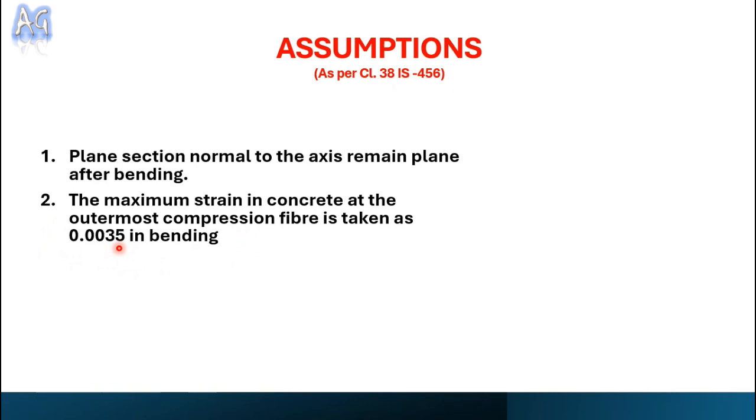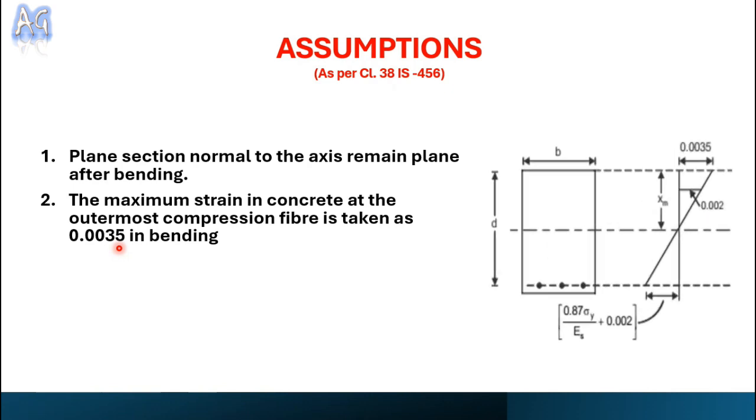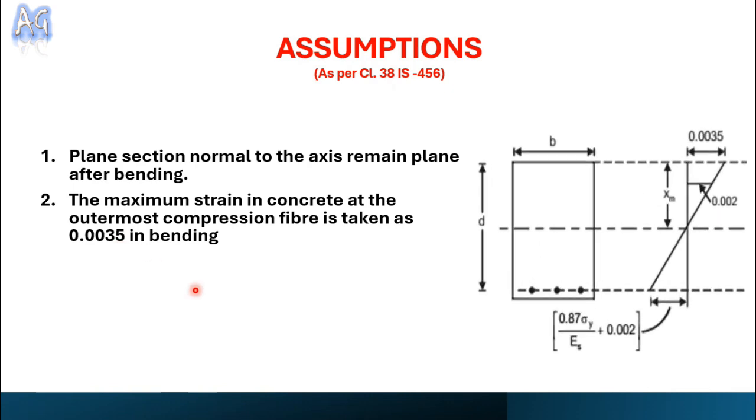Why will we get a maximum strain value at the outermost compression fiber? Look at this beam section. This is a beam, and if we draw the strain diagram of this beam, it will be like this. We will see there is a linear variation of strain, and we are getting the maximum strain value at the extreme fiber. So how can we say the strain diagram will be linear? Okay, I can prove it.